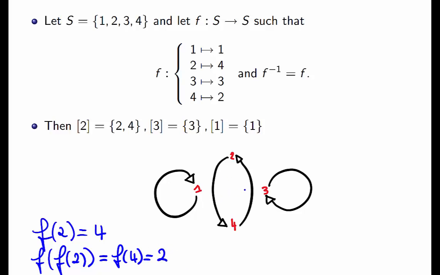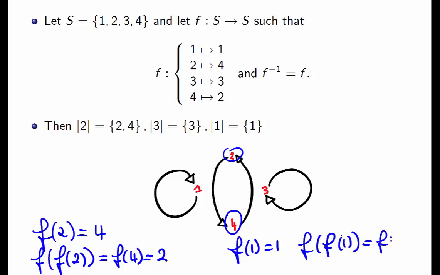And then you keep circling back. So 2 goes to 4, 4 goes to 2, 2 goes to 4, and so on. So these orbits, an orbit of 2 consists only of 2 elements. However, if you compute f of 1, you get 1. Then it doesn't matter how many times you apply f, you're still going to get 1. So for any integer k, f^k of 1 is always 1. So the orbit of 1 is a singleton containing itself.